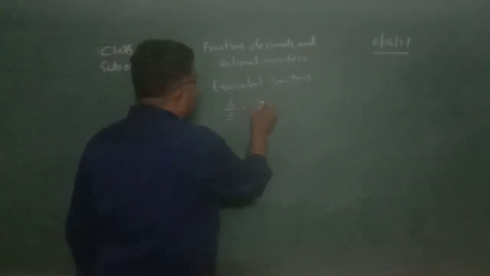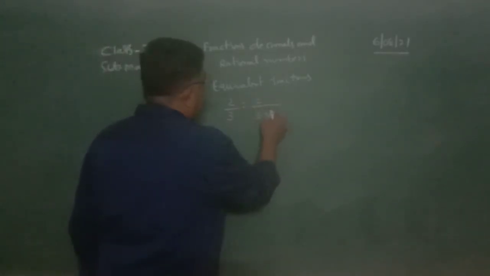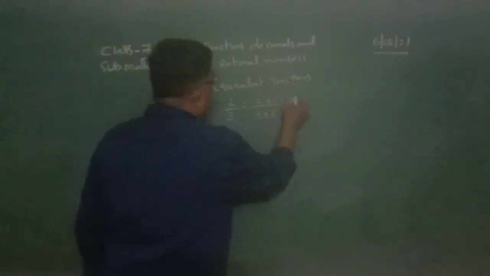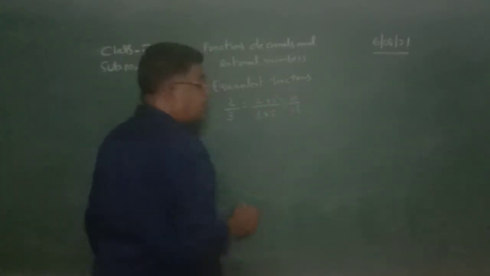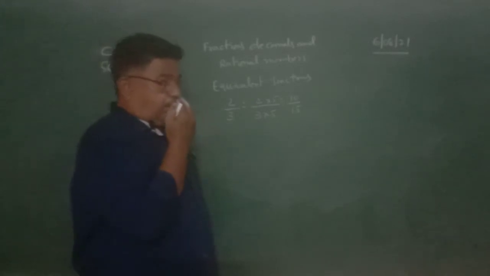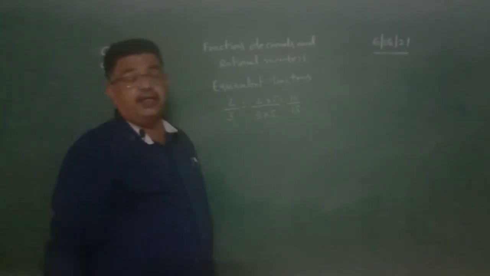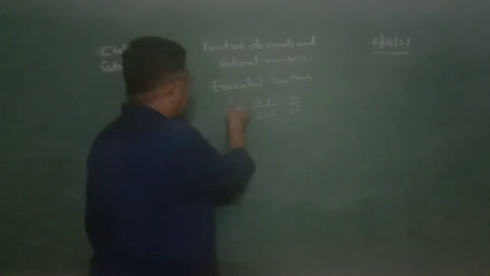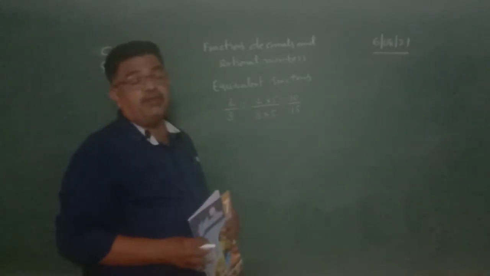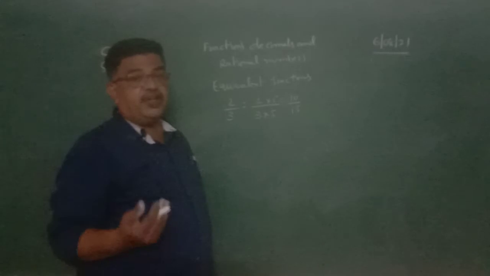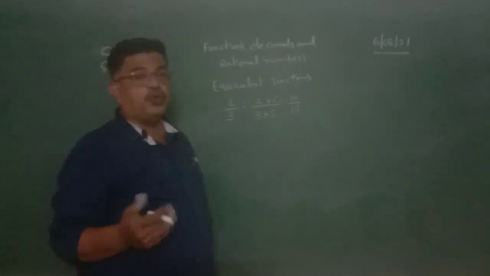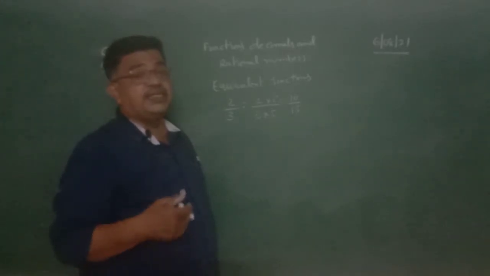Now I am multiplying both numerator and denominator by 5. What do I get? 10 by 15. This is also a proper fraction. So 10 by 15 is an equivalent fraction of 2 by 3. Why did it become an equivalent fraction? Because 10 by 15 is obtained by multiplying both numerator and denominator by the same number.